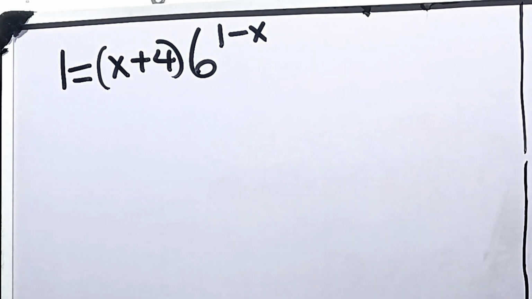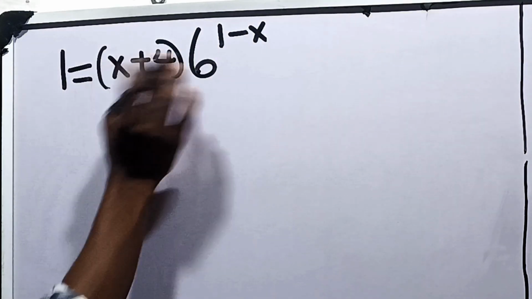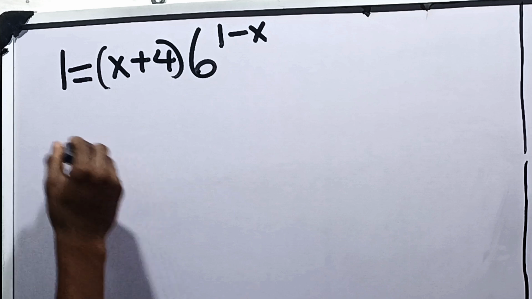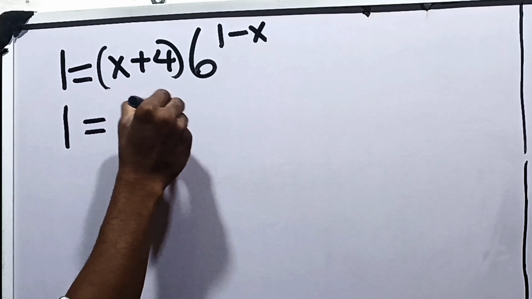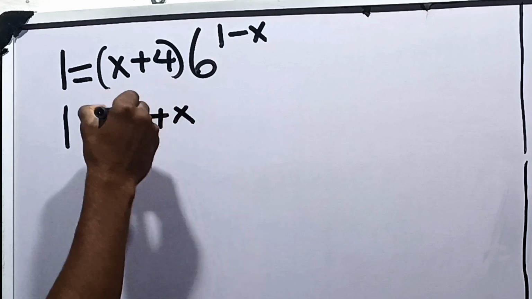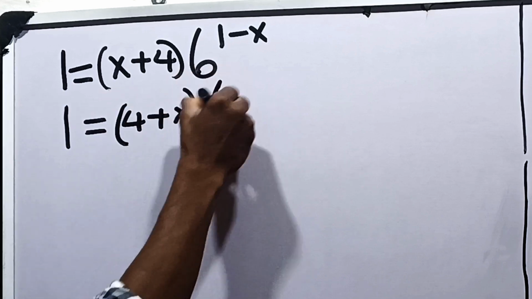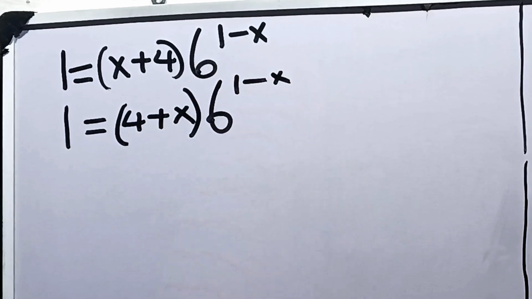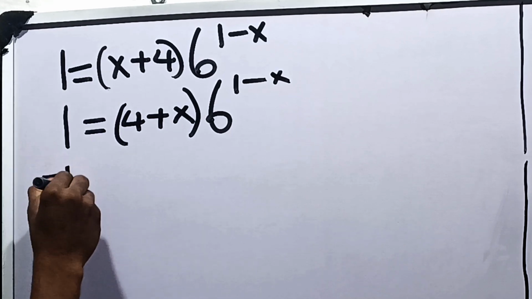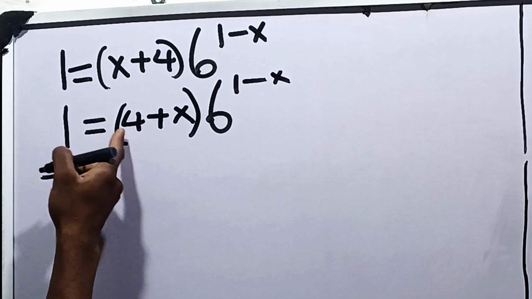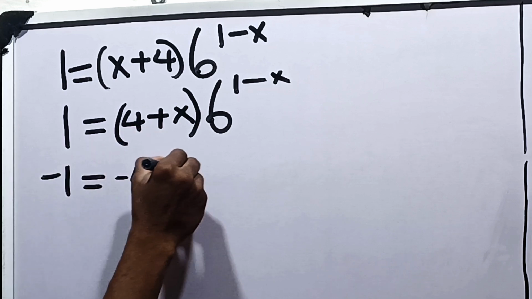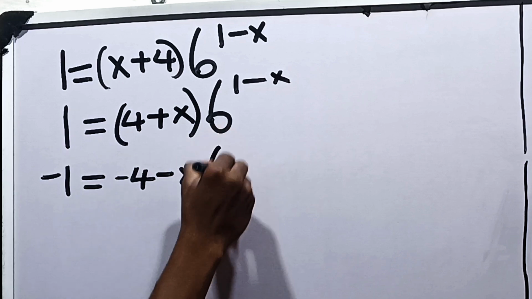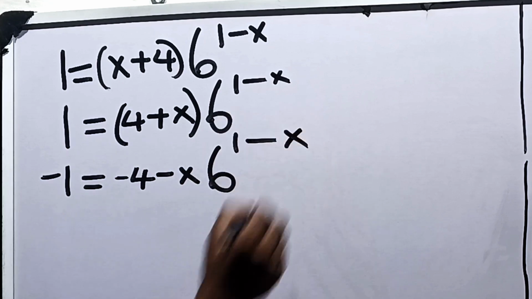Moving on from here, let's transform this so that this will look alike. You see what I'm doing in a second. Then we have 1 equal to x plus 4, multiplied by 6 raised to the power 1 minus x. Now let's multiply both sides by minus 1. So we have minus 1 times 1 is minus 1 equal to minus 4 minus x multiplied by 6 raised to the power 1 minus x.